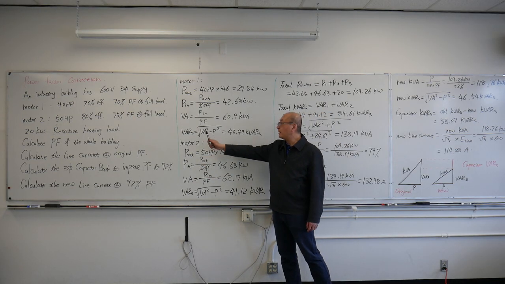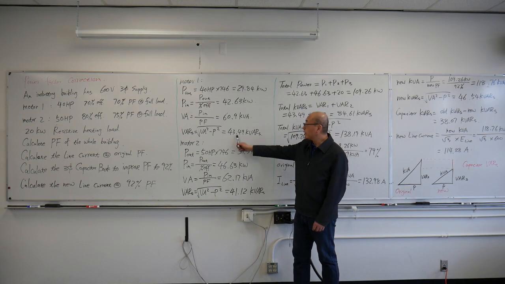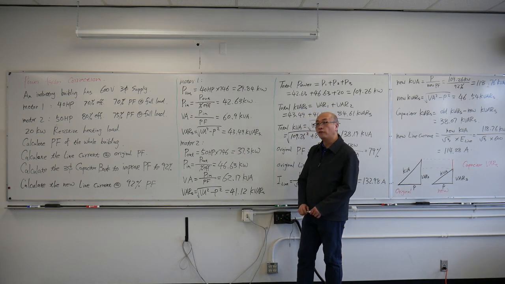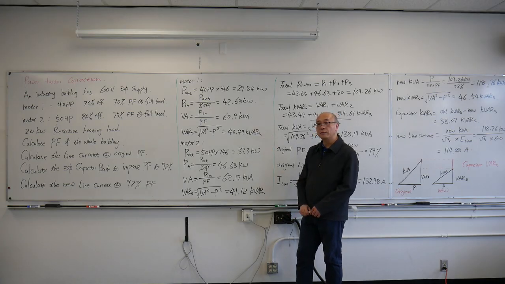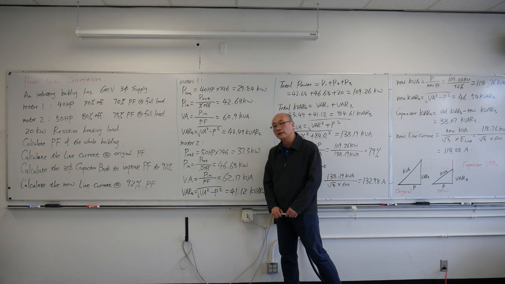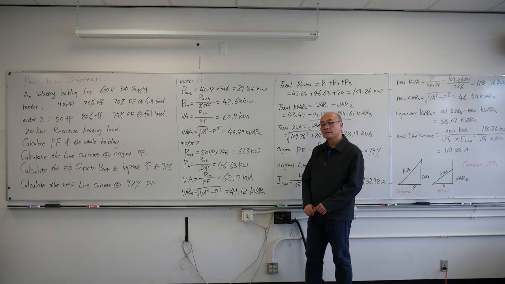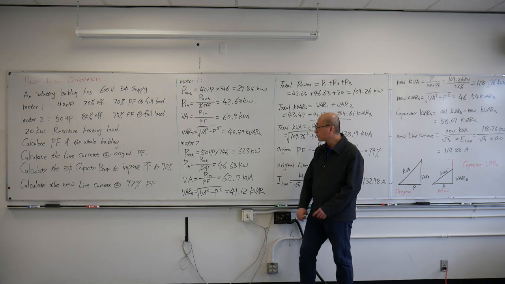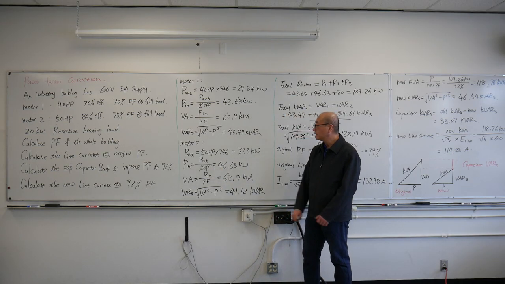Then we can calculate how many kVArs this motor 1 has, by using the formula VA squared, subtract P squared, take the square root, gives us 43.49 kVArs. That's the calculation for motor 1. Now we're going to calculate motor 2. Power output, 50 horsepower times 746, is 37.3 kilowatts.